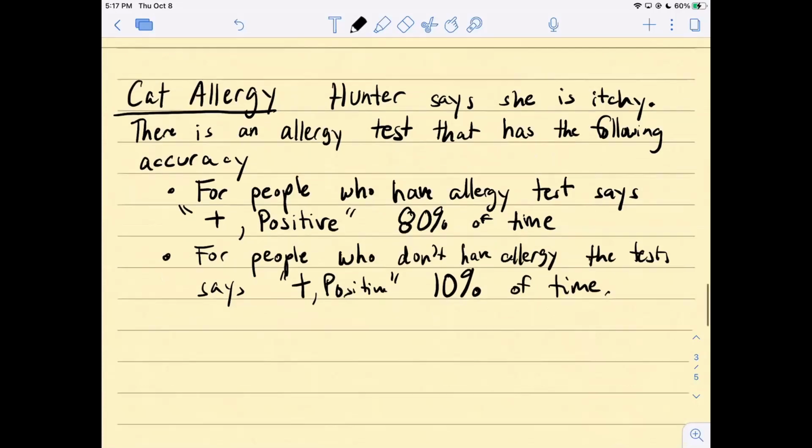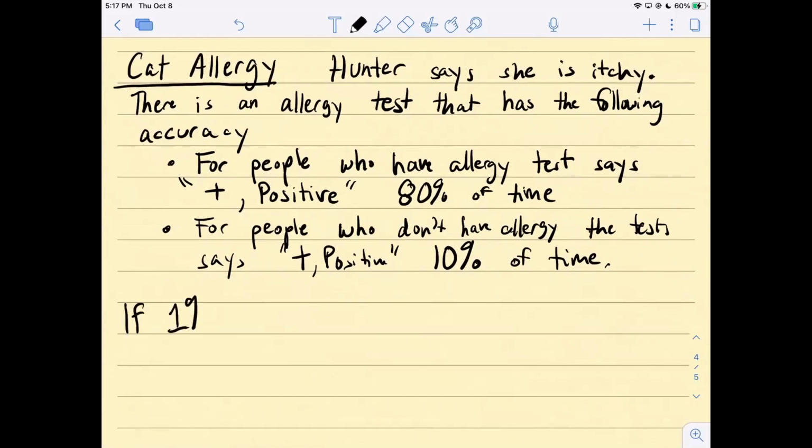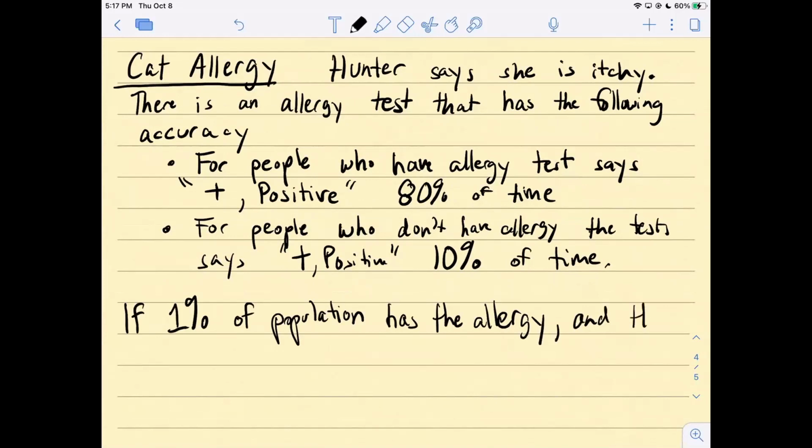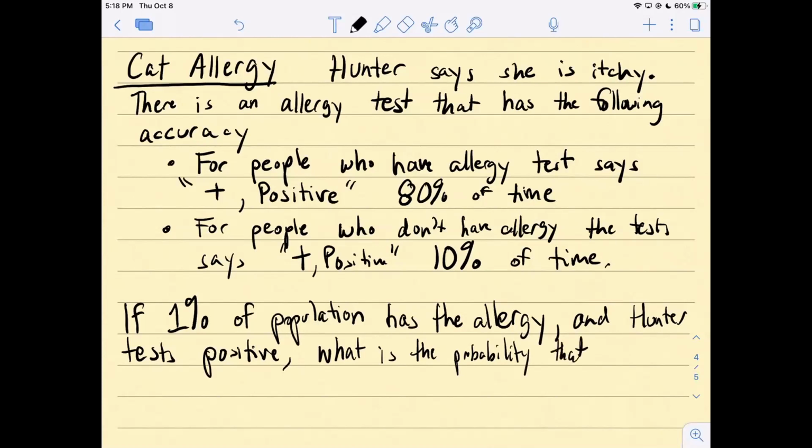Okay. So here's the question. If 1% of the world population has the allergy, and Hunter tests positive, what is the probability that Hunter is really allergic?